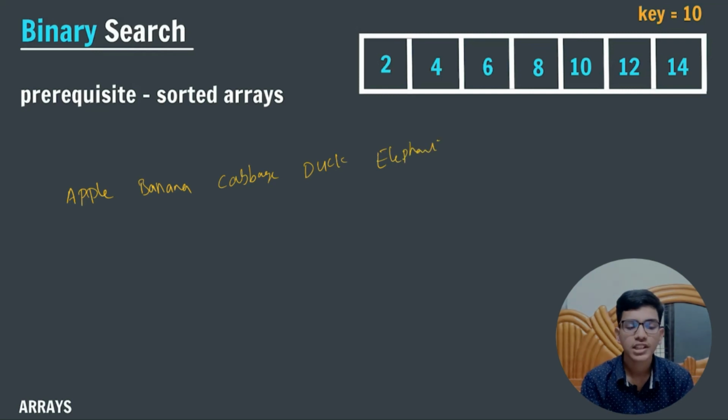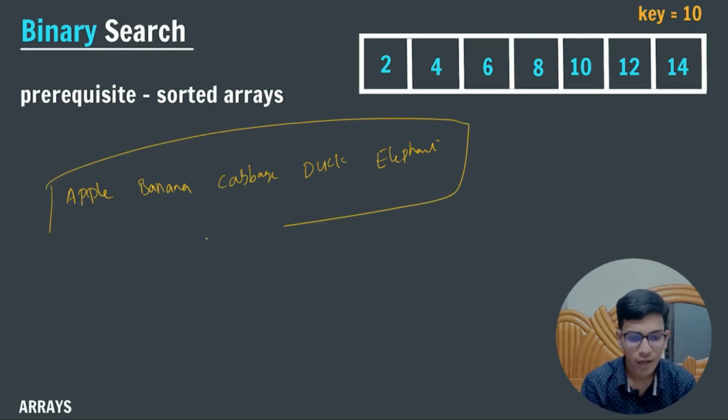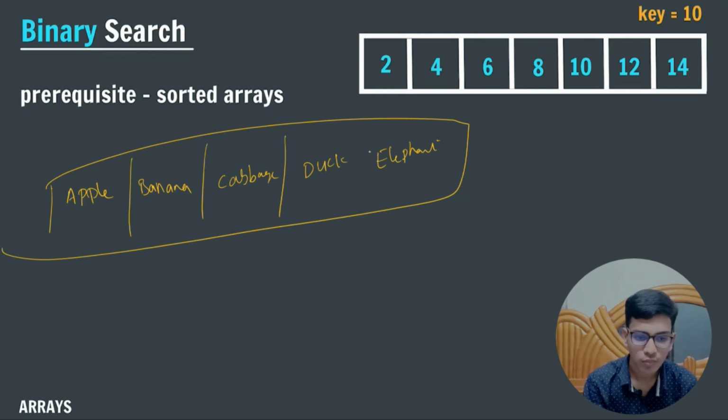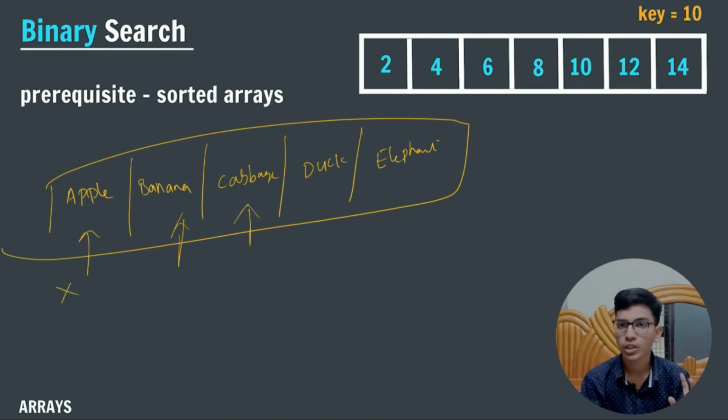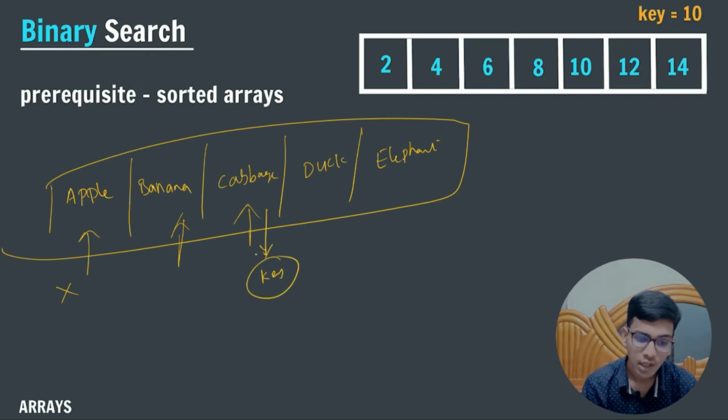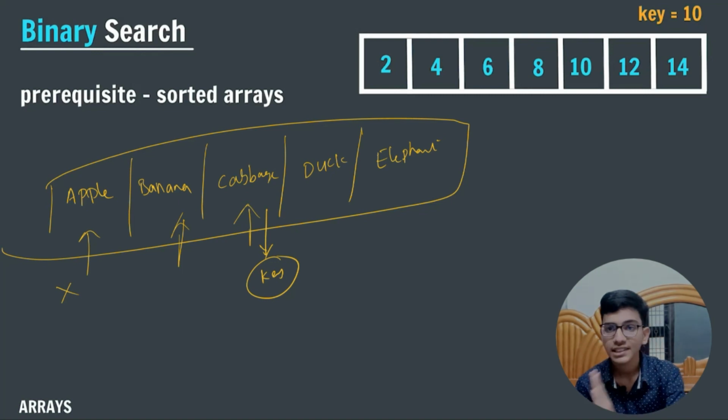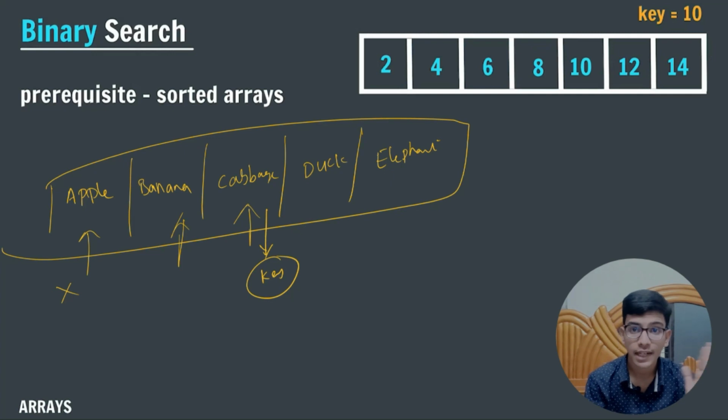Let us consider that this is the array. Now I want to search cabbage in my array. What we used to do in linear search is go to each element, but in binary search we don't do that. We just see this is our key, right? We will check whether my key lies on the right side or the left side. If it is on the right side, then we'll go towards the right side, and if it is on the left side, then we will go to the left side, right? This is the basic logic and basic structure of binary search.